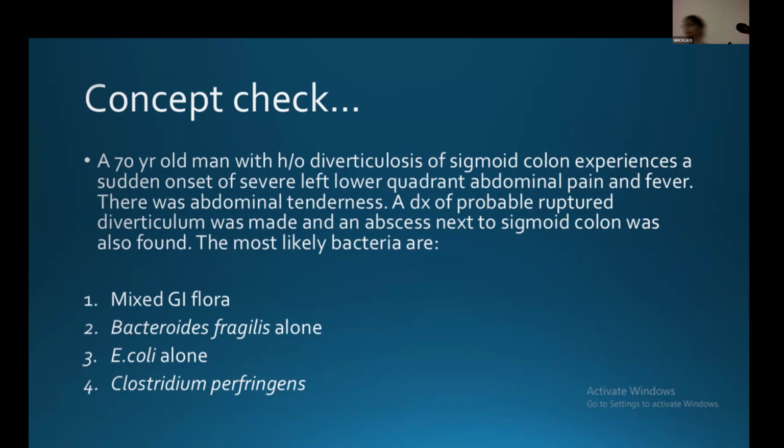Why? So there is a rupture of the GI tract. All the bowel contents must have spilled into the surrounding tissue. And during the acute phase it is a peritonitis kind of thing, and later on it forms an abscess. Initially it has E. coli also and mixed anaerobes, but during the abscess stage it has mainly Bacteroides species plus other organisms also. So the answer will be mixed GI flora.